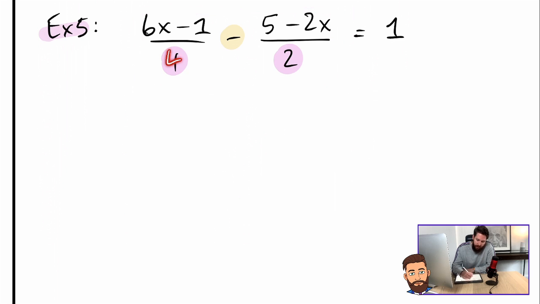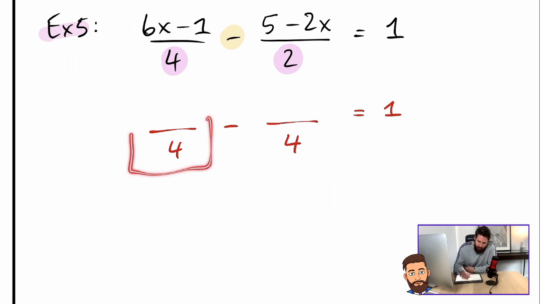Well, 4 and 2, we could make a common denominator of 4 again. So we could have our common denominator as 4. So I'm just going to write out two fractions with a common denominator, which is 4, equals 1 because that's not been dealt with yet. We're just going to leave that there. What did I do to the first one to make it 4? Well, it already was 4, so I can just leave that as 6x minus 1.